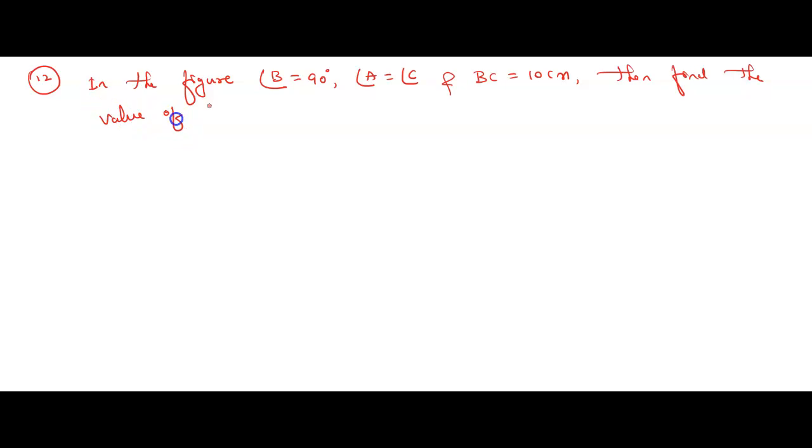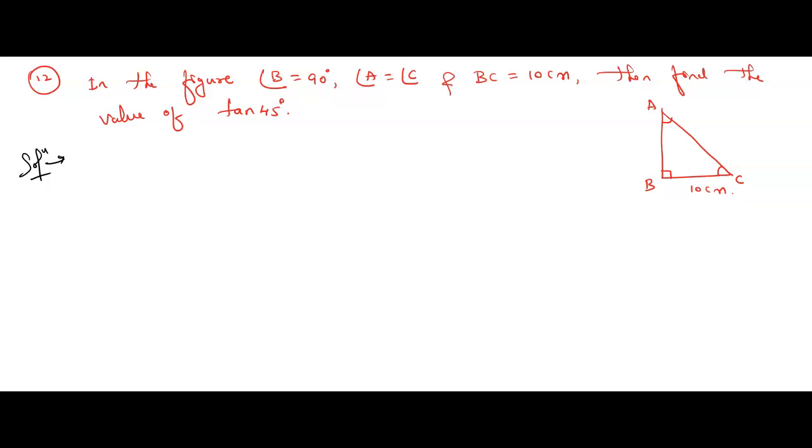Then find the value of tan 45 degrees. See children, in this case they have given the figure. So this is the figure. Angle B is 90. He is saying, how much is angle A? Even angle C is also the same. And he has given BC as 10 centimeters.